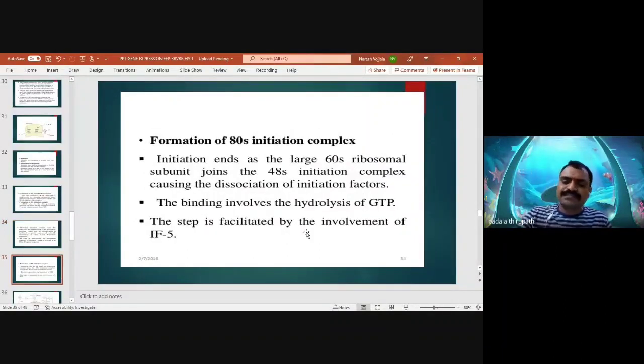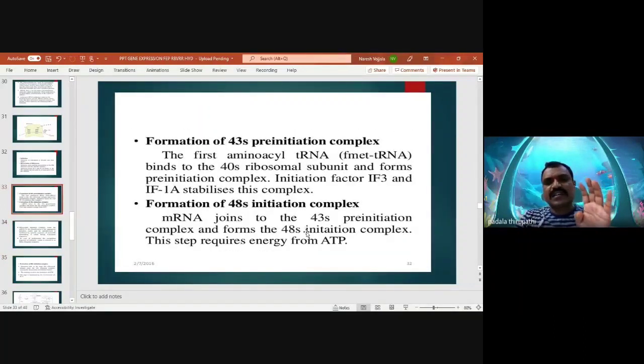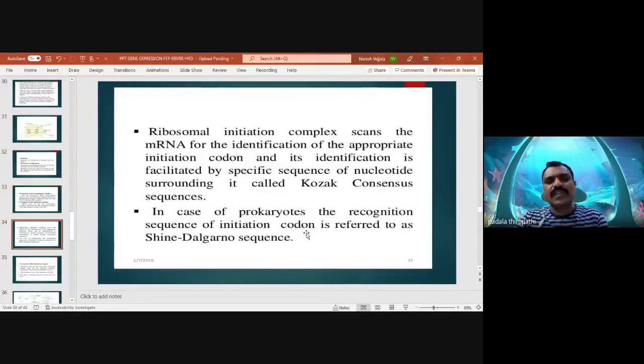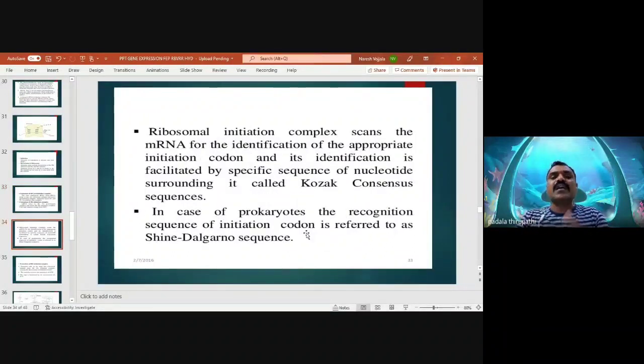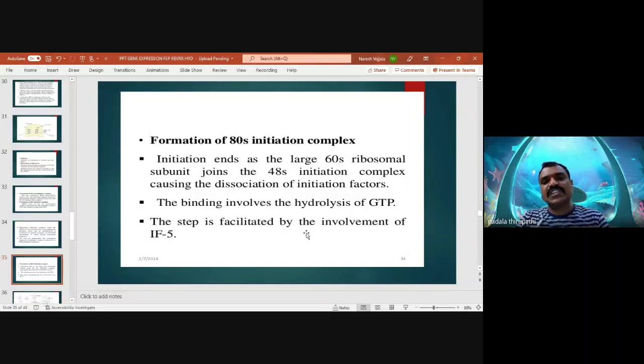Then the fourth subphase of the initiation stage is the formation of the 80S initiation complex. So what we observe in these four steps: first one is the dissociation of the ribosome. The second one is the formation of the 43S pre-initiation complex, the third one is the 48S initiation complex, and the fourth stage of the initiation stage is the formation of the 80S initiation complex.